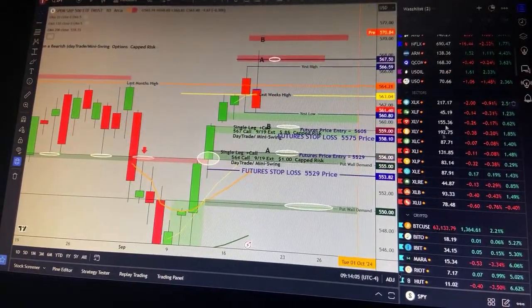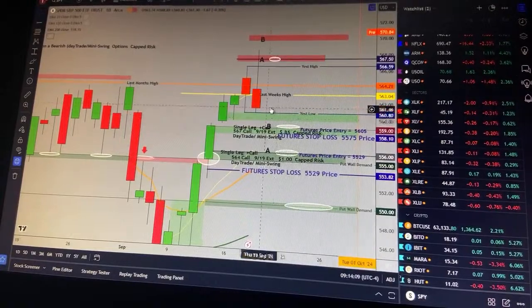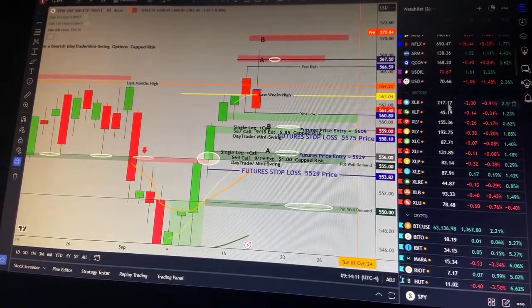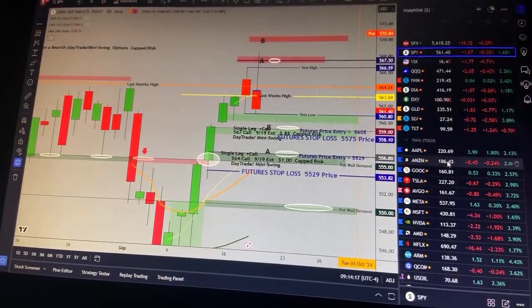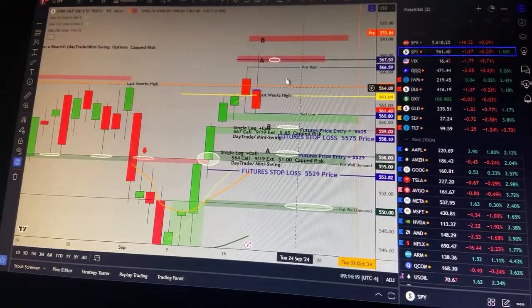Let's see. So the point that I'm trying to make, all the sectors right now are green. So this is not just about FANG moving up. This is market breadth here, where everything's up. So everybody's participating in this rally. Everybody's singing kumbaya on this rally right now.